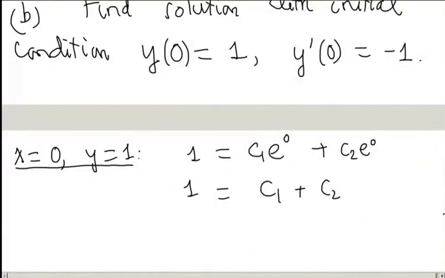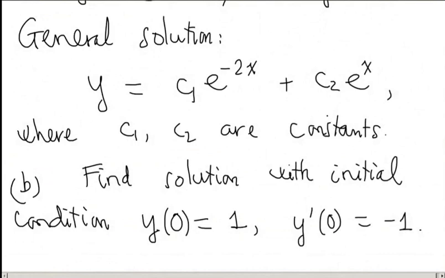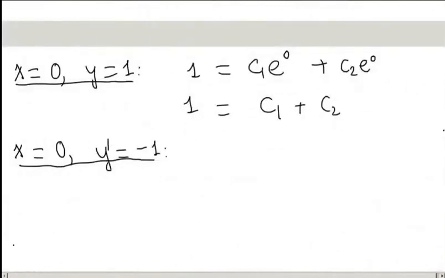Now the second condition, the second initial condition is x equals 0, y prime equal to -1. So how do we use this? Well, we need to take the derivative of this general solution because the initial condition involves the derivative. So let's compute y prime first.